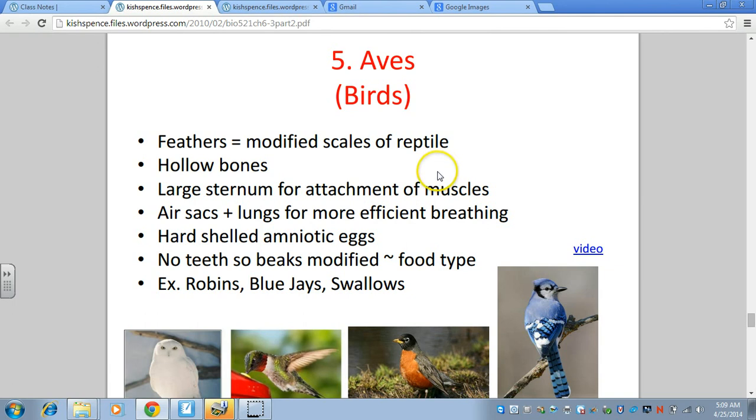They have hollow bones, so these are all features that give them adaptations for flight. They have hollow bones to make them lighter. They have a large sternum, which is the big breastbone down the middle, for attachment of the big flight muscles. They have air sacs as well as lungs for more efficient breathing. They produce a hard-shelled amniotic egg, usually more than one.